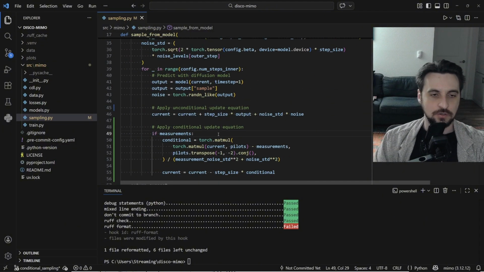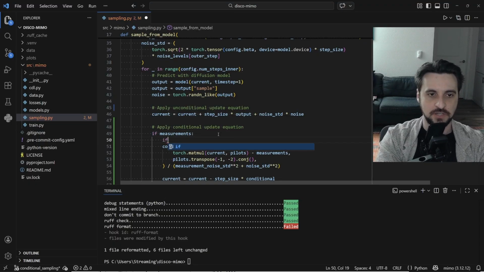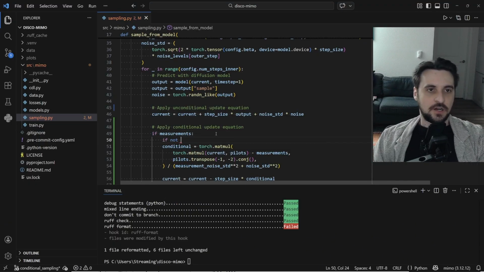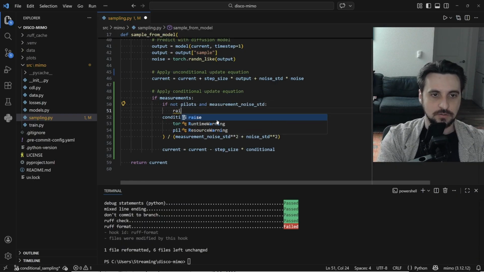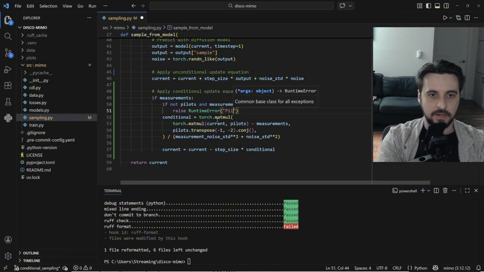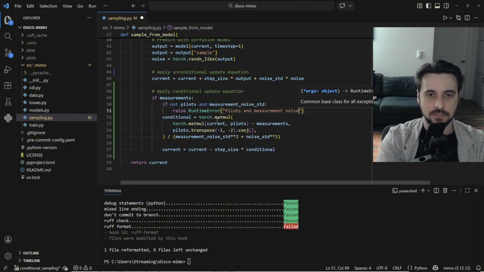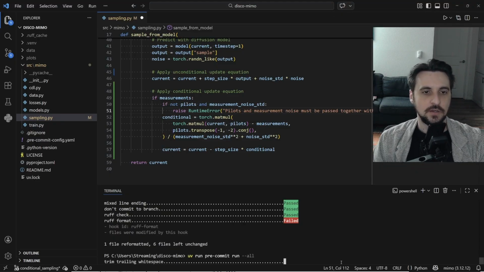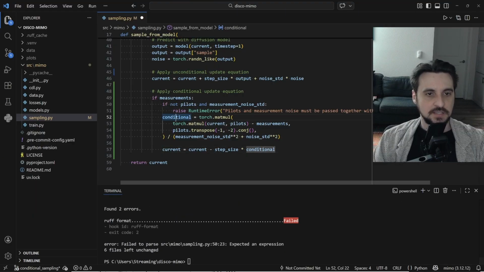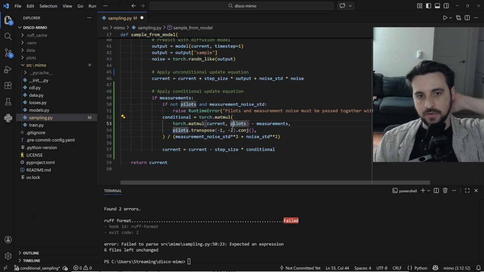And yeah, you're right. So we can do a safety check here. If not pilots and measurement noise, raise a runtime error: pilots and measurement noise must be passed together with measurements. Okay, so we know that we don't do division by none. And that's it. So this is directly the gradient term, right?